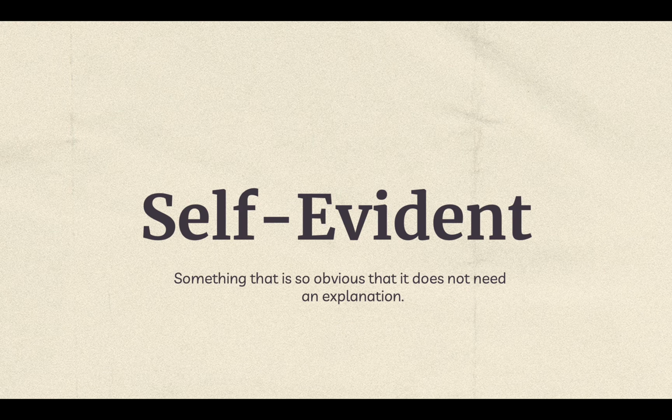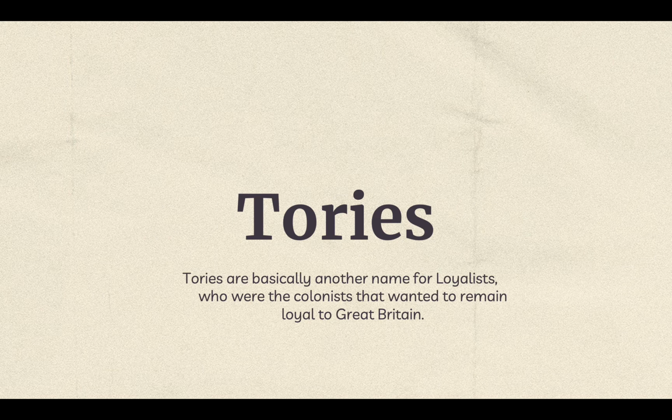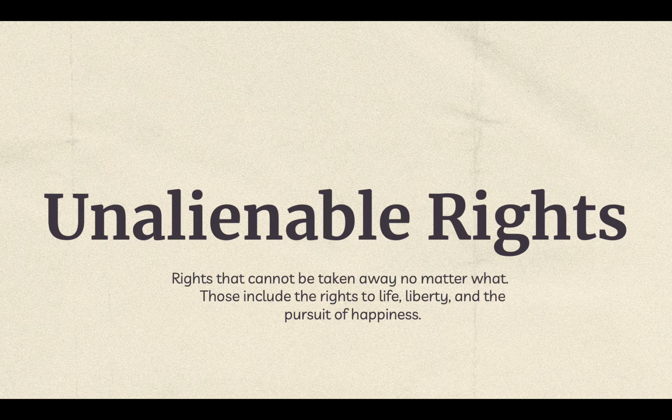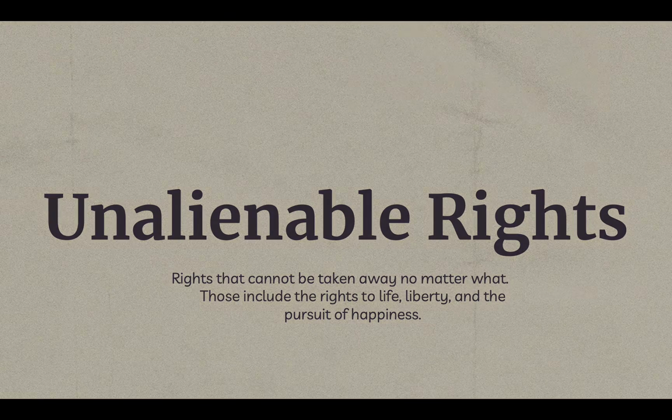Self-evident: something that is so obvious that it does not need an explanation. Tories: Tories are basically another name for loyalists, who were the colonists that wanted to remain loyal to Great Britain. Unalienable rights: rights that cannot be taken away no matter what. Those include the rights to life, liberty, and pursuit of happiness.